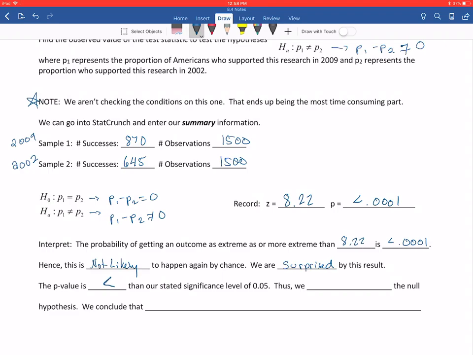Since the p-value is less than our stated significance level of 0.05, this is the same idea as what we've been doing all chapter long. So when it's less, we reject the null. When you reject the null, you go with the alternate. So the alternate here was that the support has changed somehow. Again, we aren't going as far in this to claim it went up or down. That was not what we were testing. All we can conclude is exactly what we tested. So we can say something like support for stem cell research changed.